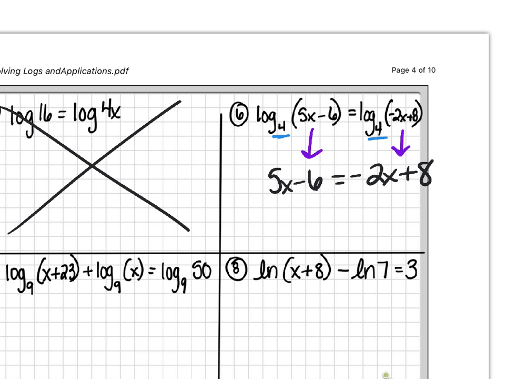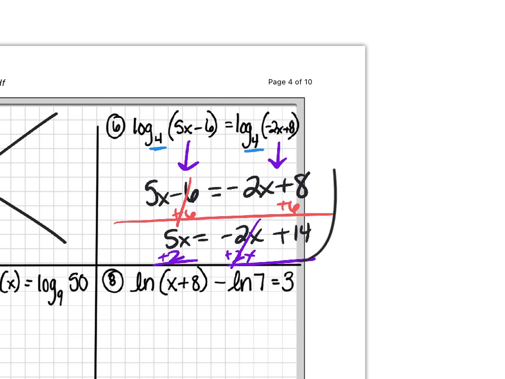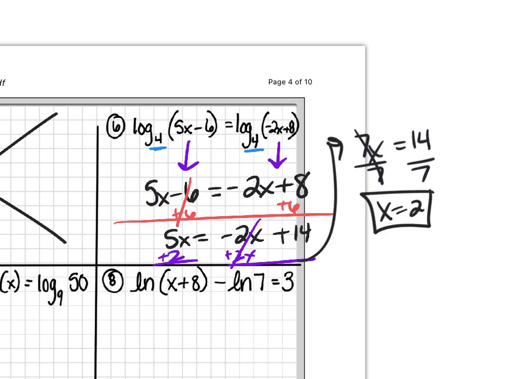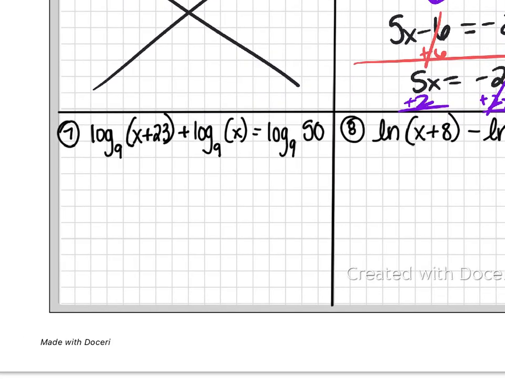That's really nice. Okay? So we'll add 6. We get 5x equals negative 2x plus 14. And then add 2x. So we get 7x equals 14. Divide both sides by 7. x equals 2. Okay. Let's do 7. Okay.